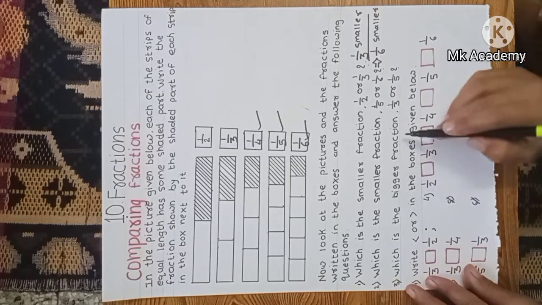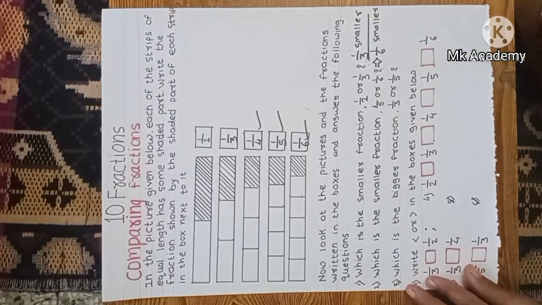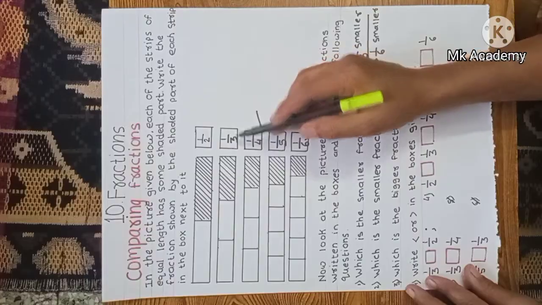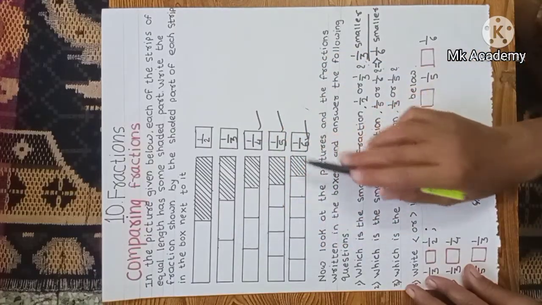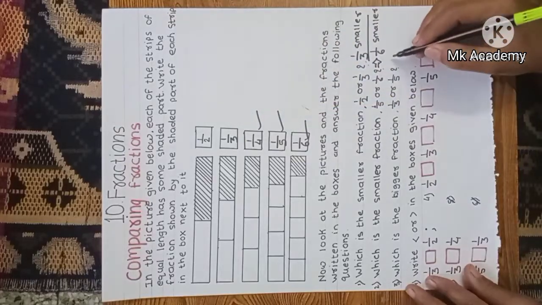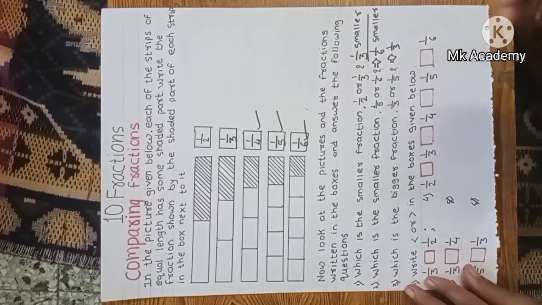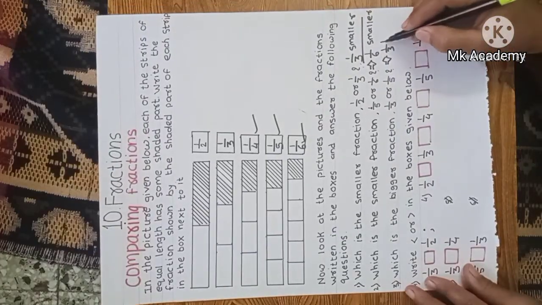Now which is the bigger fraction, 1 by 3 or 1 by 5? Which is the bigger fraction in this? See, 1 by 3 and 1 by 5. Which is the bigger fraction? Yes, 1 by 3 is bigger.